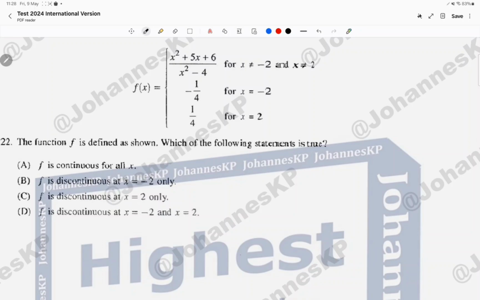Okay. So look, is the function continuous for all the x's? Of course not. No. Because you have a denominator that can become 0. So you're going to say x squared minus 4 is equal to 0. x squared is equal to 4. So what's x? Plus minus 2. So it's going to be discontinuous at 2 and negative 2.